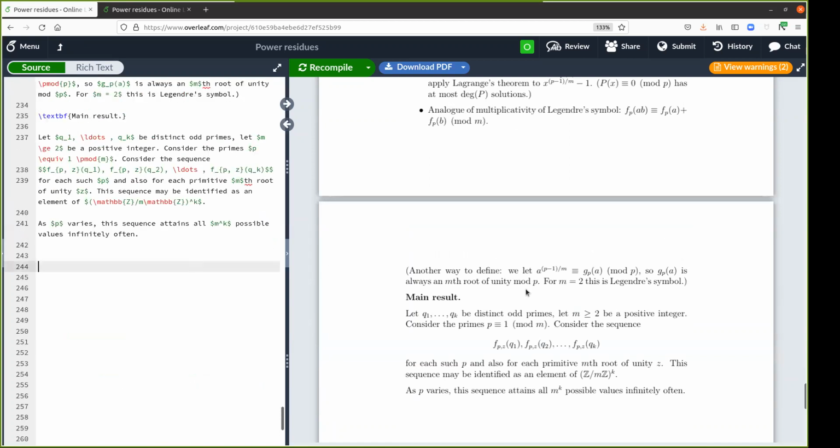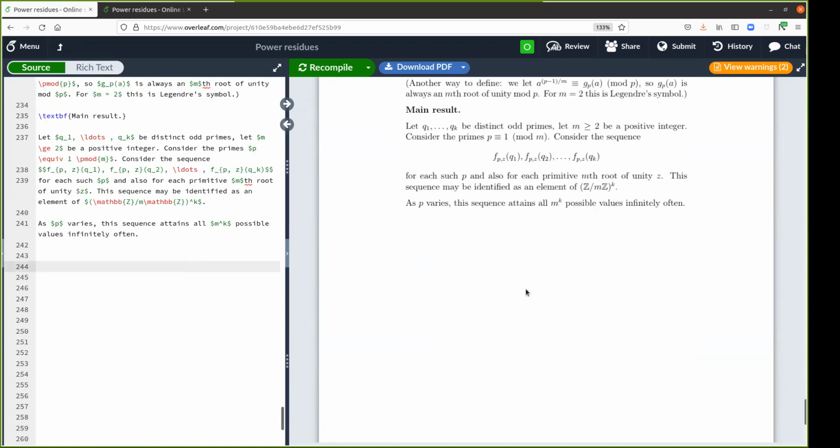Okay. But now the claim is that as p varies and also z varies, so we let z go through all of the primitive mth roots of unity modulo p, then as p and z vary, this sequence we have here attains all of the possible values infinitely often. Okay, and I'll give you some examples.